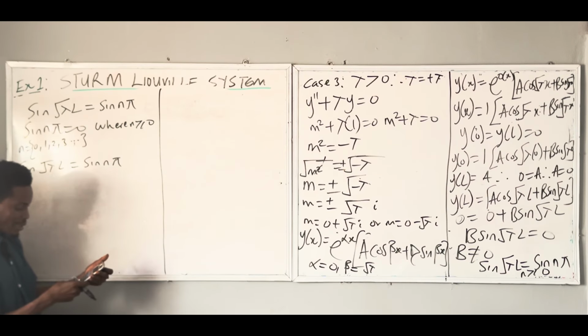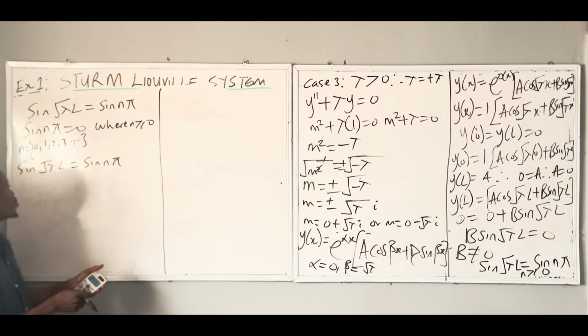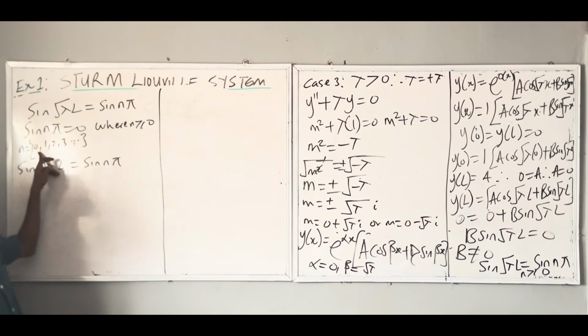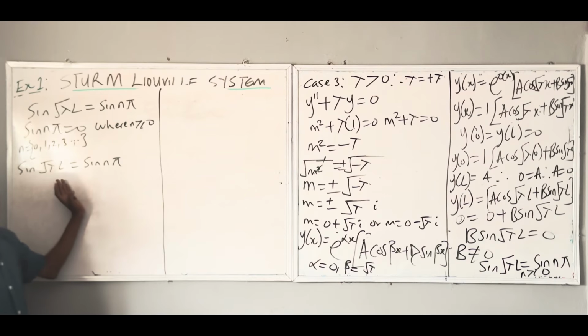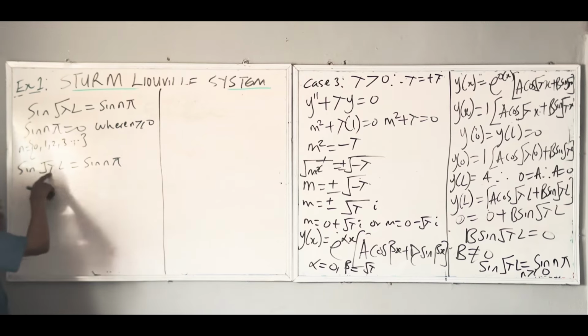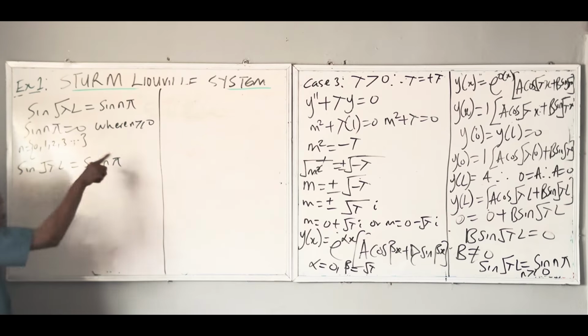When n is 3, 3 times 180, it means I'm going to have 0. This shows that for a whole number of n, sine n pi is 0. What I'm going to do is take out lambda from this.